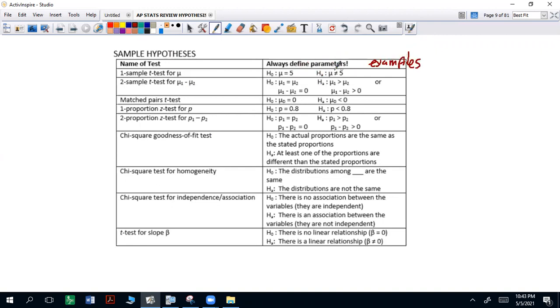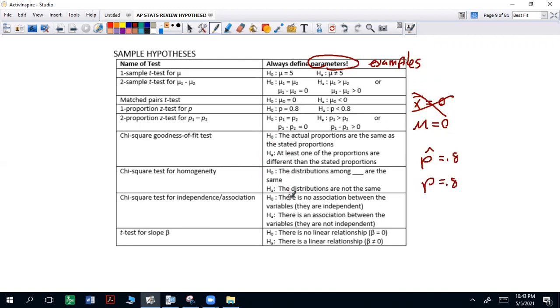But one common thread for all these is all the nulls will always be equal, right? So it could be one sample mean, two sample mean, matched pairs, the difference, proportions for one proportion, two proportions. Notice that they're all parameters. So we're not going to use x bar is equal to 0. It's mu is equal to 0, right? We're not going to use p hat equal 0.8. We're going to say p equals 0.8.